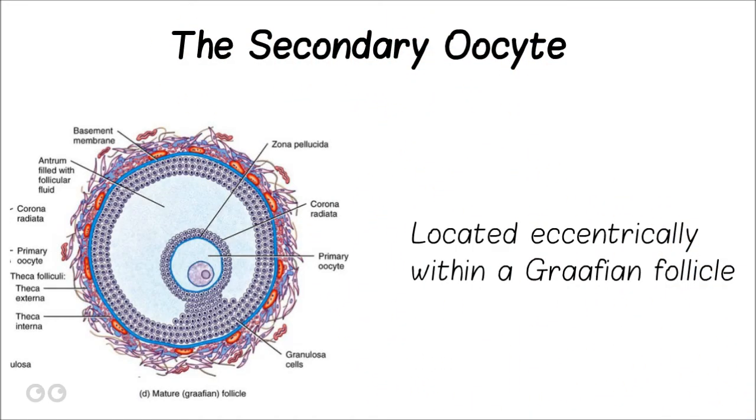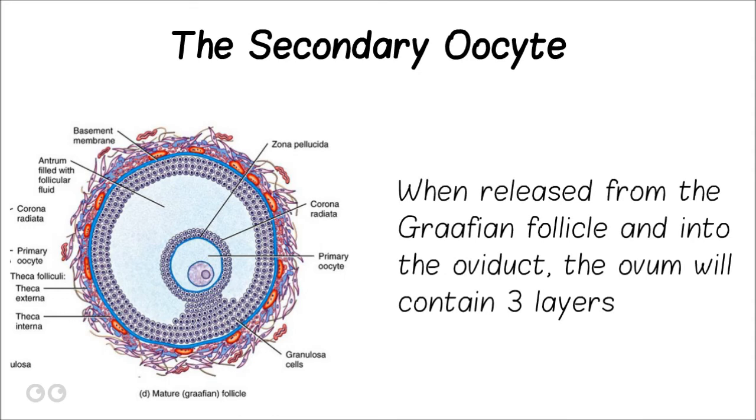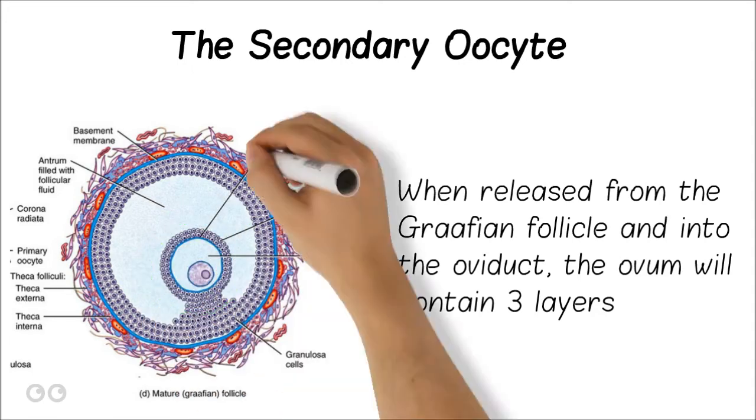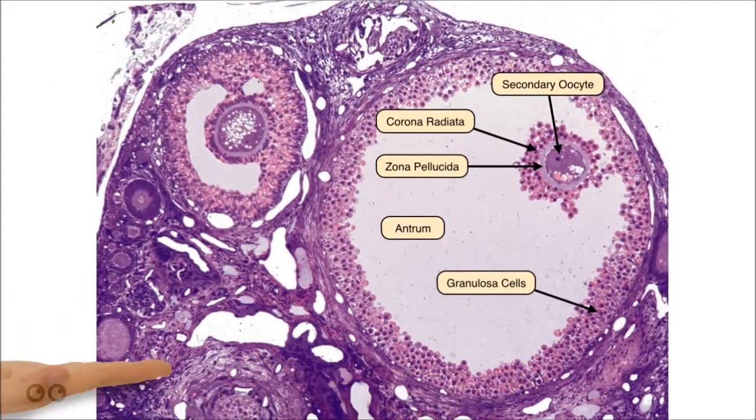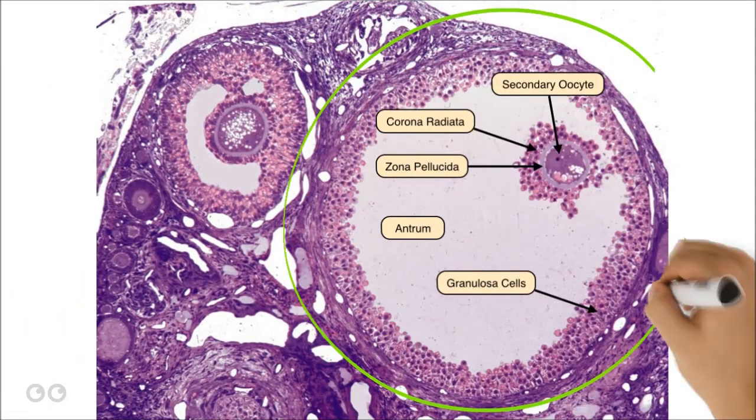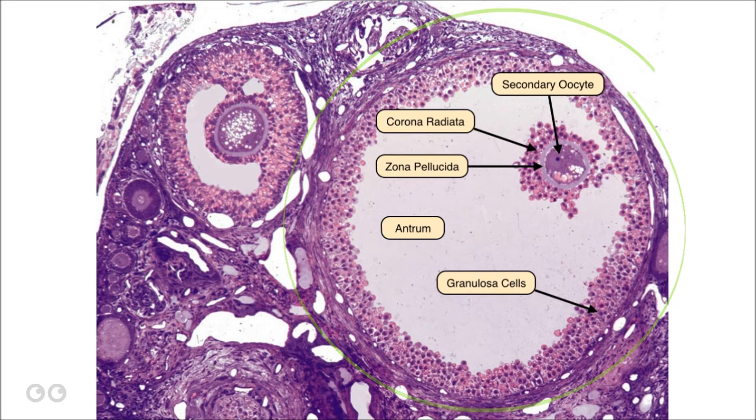The secondary oocyte is contained in a specialized Graafian follicle in an eccentric or off-center position. When released from the Graafian follicle and into the oviduct at ovulation, the ovum will contain 3 layers: oocyte, zona pellucida, and corona radiata. This is a histological cross-section of a Graafian follicle prior to ovulation.